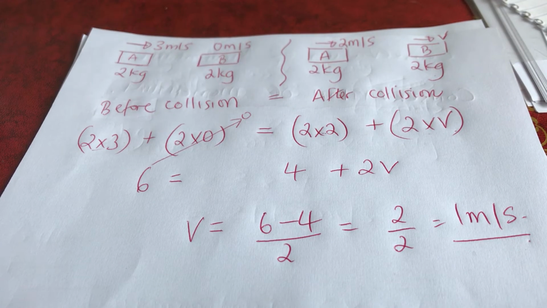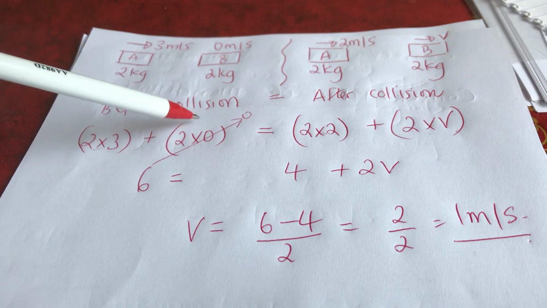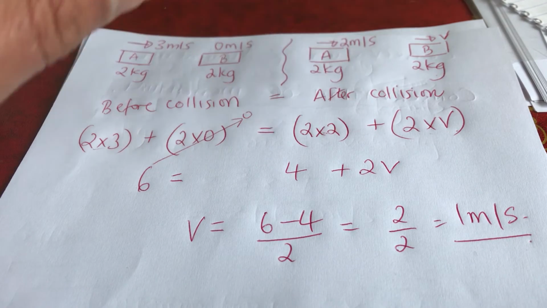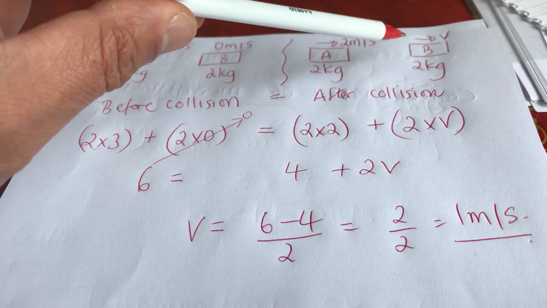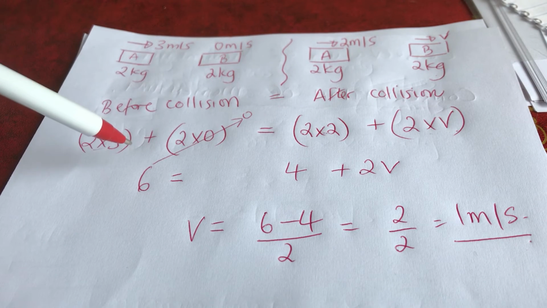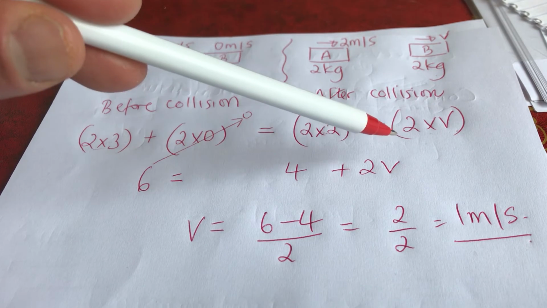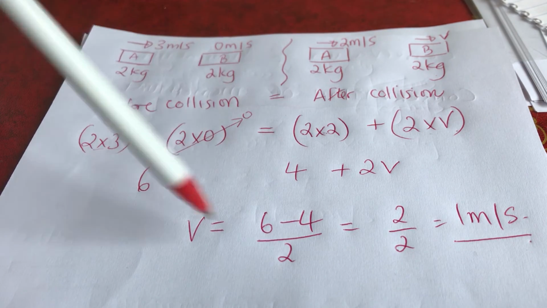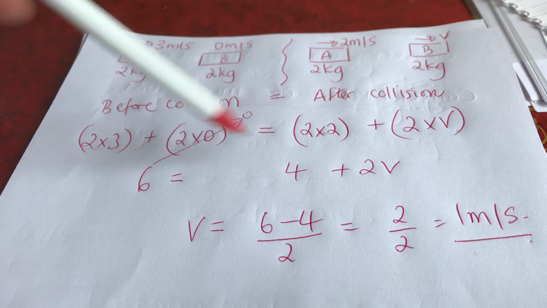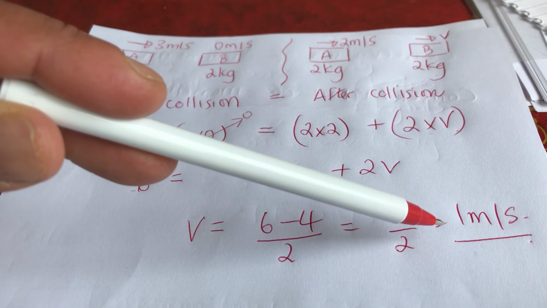So to do that, we have to work out the momentum of this one and the momentum of this one, and add them together. This is equal to the momentum of this one, as you can see, plus the momentum of this one, which is 2 times v. And when we set the maths out right, we get 2 times 3 plus 0, which is 6, equals 4 plus 2v. By doing the calculation here, we can see that v is equal to 6 minus 4 divided by 2, and the answer is 1 meter per second.